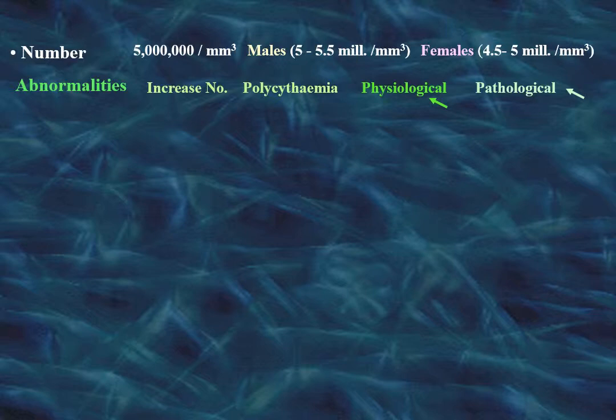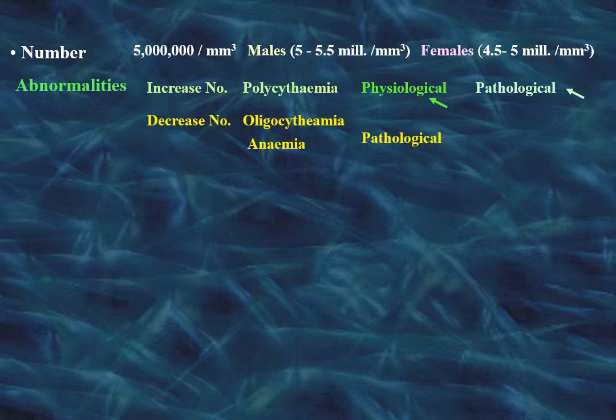Pathological polycythemia, on the other hand, occurs in heart and lung diseases, which lead to lack of oxygen. Decrease in number of RBCs less than 3 millions per cubic millimeter is called oligocythemia or anemia. It is always pathological. There are several causes of anemia and different types.